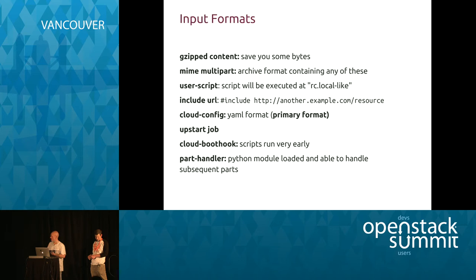Some of the formats that it understands by default: the gzipped one, so if you only have 16K and you need 17K of data, you can compress it down and hopefully fit it. The multi-part MIME one is an interesting one. If you've ever used email, it's that kind of format. User scripts, which are basically bash scripts and stuff like that, which I showed with an example previously. The include URLs, so you can paste a bunch of these URLs with a special include, and then it will download those and combine them together as different pieces for you, saving space. And then you can, of course, just use YAML.